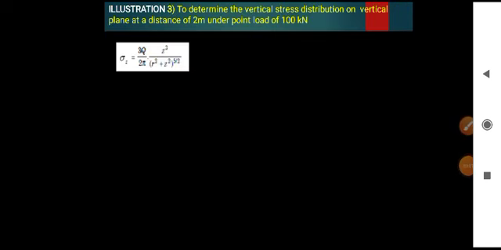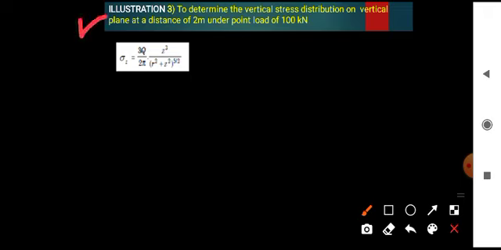Dear students, in this particular session, I will discuss how to draw the vertical stress distribution diagram on a given vertical plane at a given distance, that means radial distance, under any point load. So for this purpose, I will take one illustration. With the help of this illustration, you can understand the procedure involved in it.